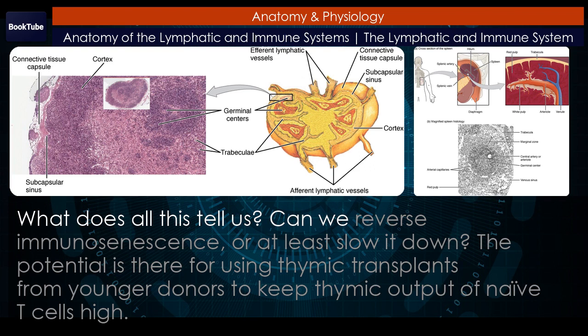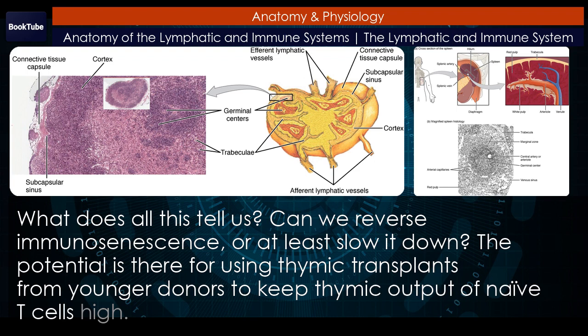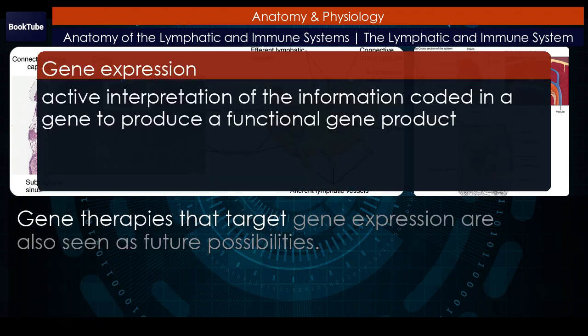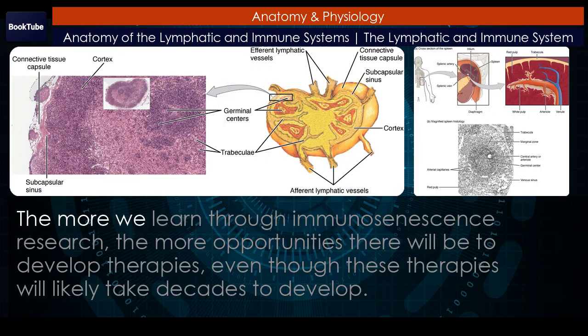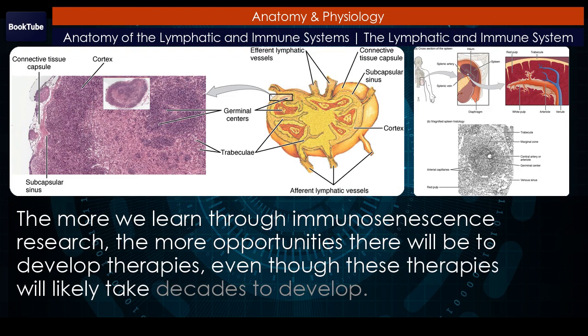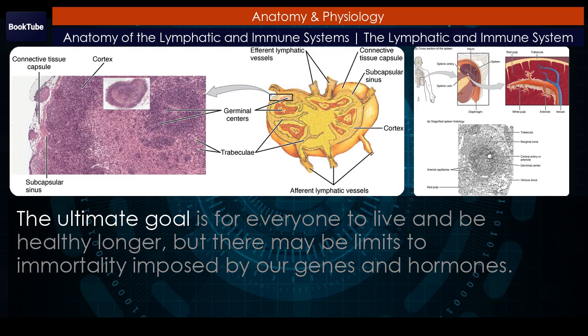Can we reverse immunosenescence, or at least slow it down? The potential is there for using thymic transplants from younger donors to keep thymic output of naive T cells high. Gene therapies that target gene expression are also seen as future possibilities. The more we learn through immunosenescence research, the more opportunities there will be to develop therapies. Even though these therapies will likely take decades to develop, the ultimate goal is for everyone to live and be healthy longer. But there may be limits to immortality imposed by our genes and hormones.